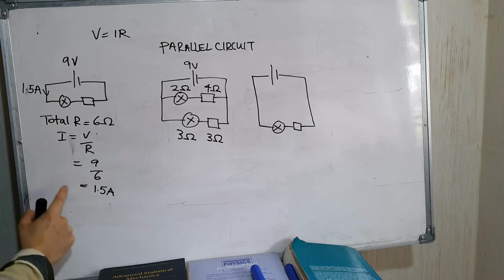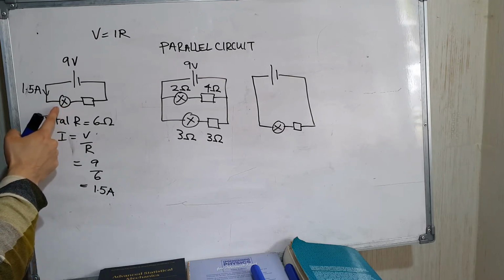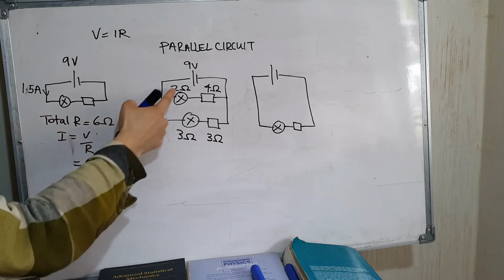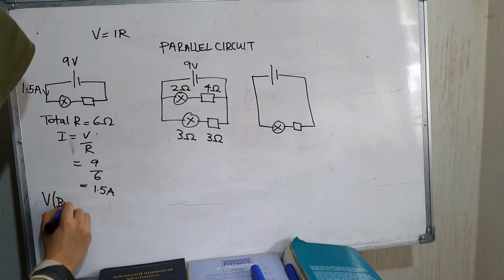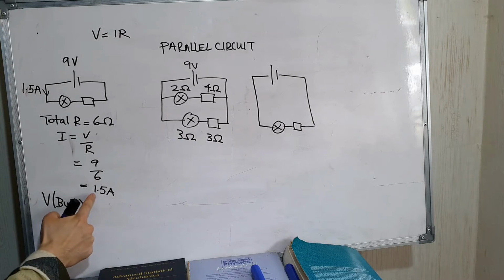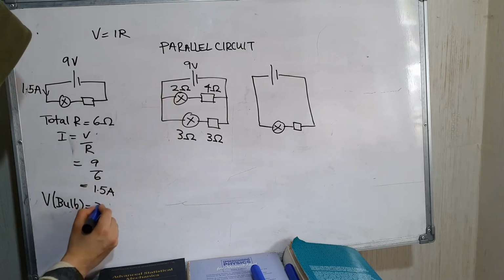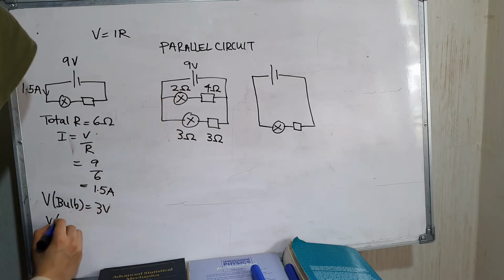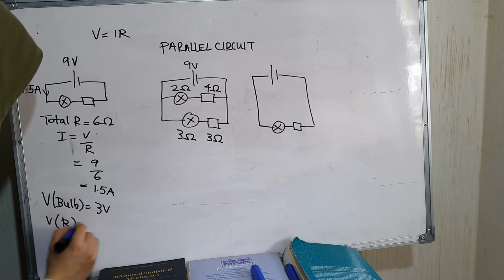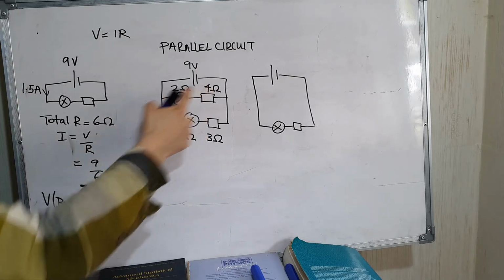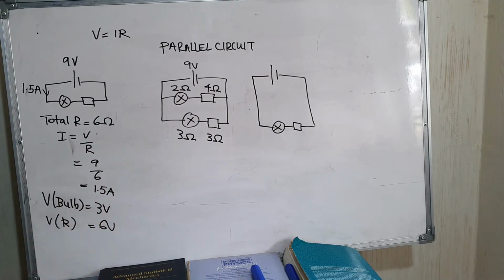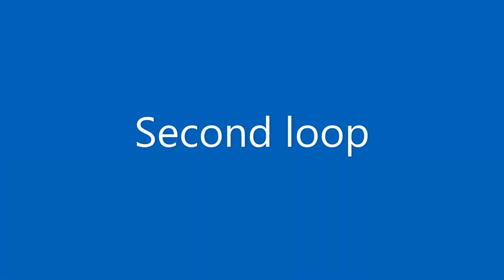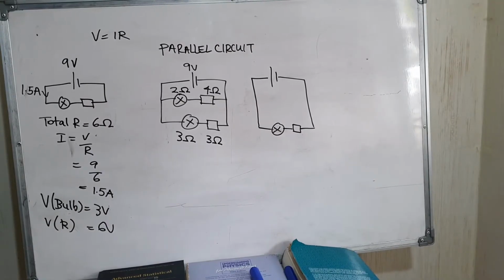Now, you can work out individually the voltage across the component. So you know that's 2 ohms. So the voltage across the bulb is 1.5 times 2, which is 3 volts. And the voltage across the resistor is 4 times 1.5, which is 6 volts. Now let's do the second one.